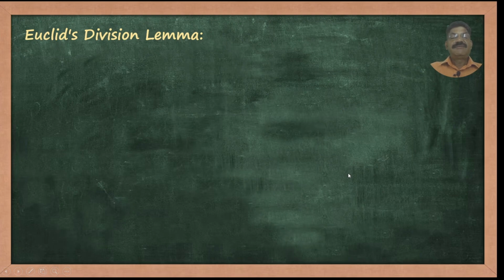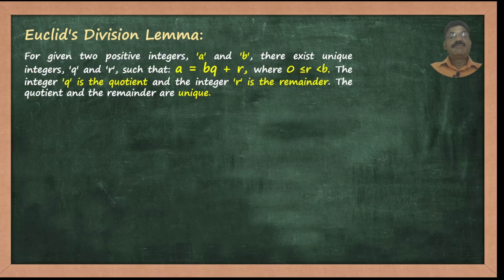In this video class, we are going to deal with Euclid's division lemma. What is Euclid's division lemma? For any two given positive integers a and b, we can always find two integers q and r such that a is equal to bq plus r, where r satisfies the inequality 0 less than or equal to r less than b. The integer q is called the quotient and the integer r is called the remainder.